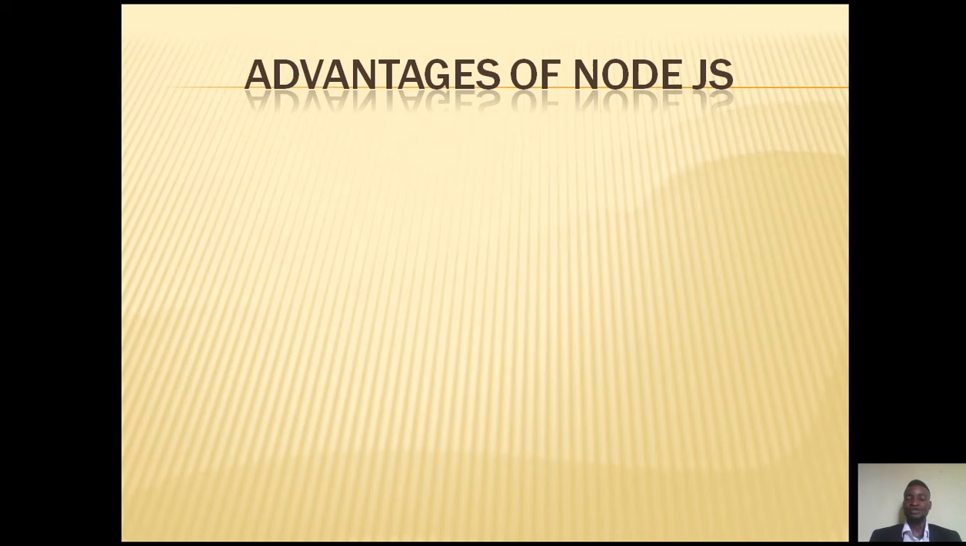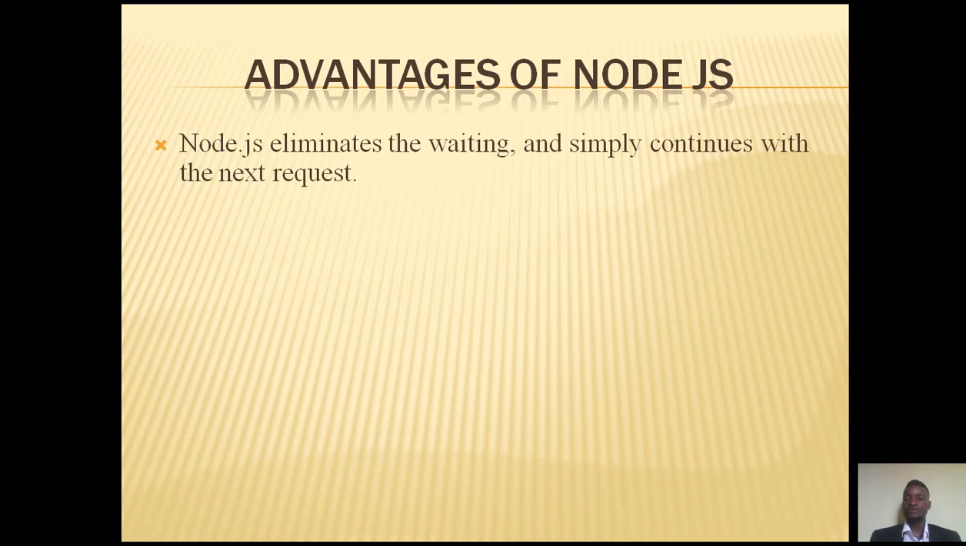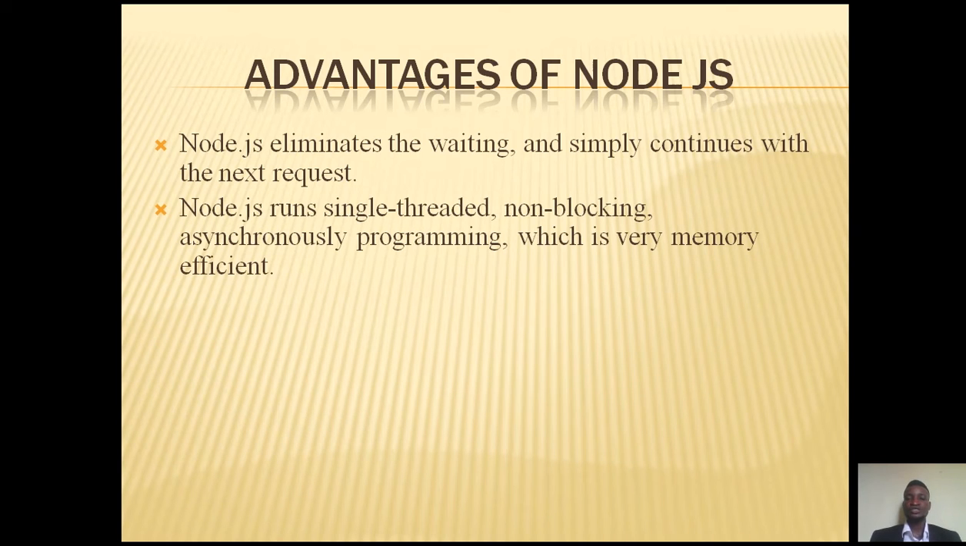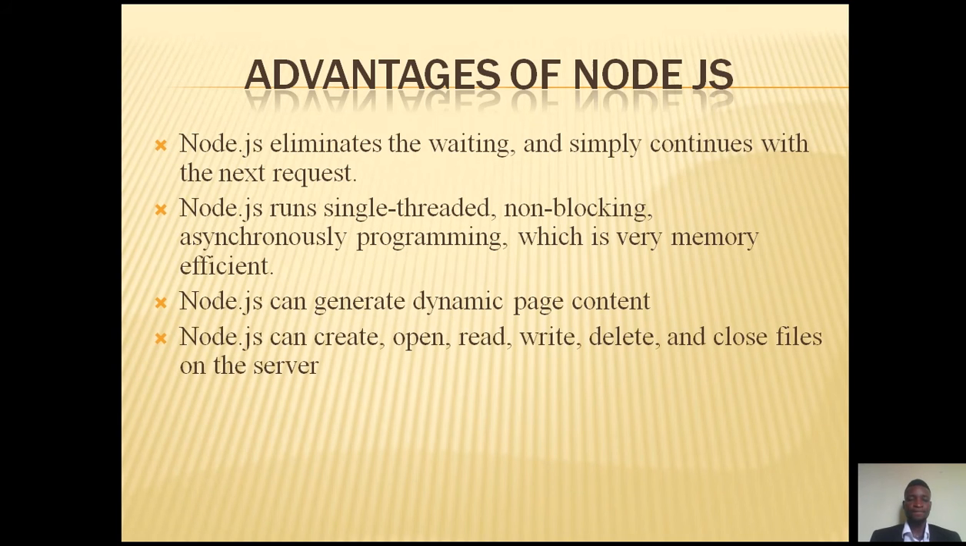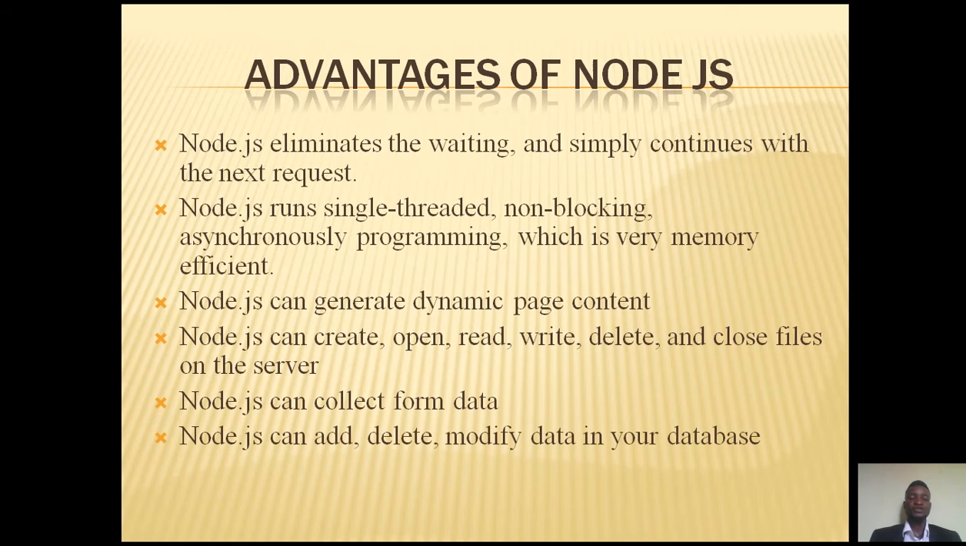Now, what are other advantages of Node.js? As we have clearly enumerated, Node.js eliminates the waiting and simply continues with the next request. Node.js runs on a single thread. The single thread is non-blocking and asynchronous, and this makes it very memory efficient. Node.js can generate dynamic page content. Node.js can create, open, read, write, delete, and close files on the server. Node.js can collect form data. Node.js can add, delete, and modify data in your database. So Node.js doesn't just work with the client browser, it also works with back-end databases.